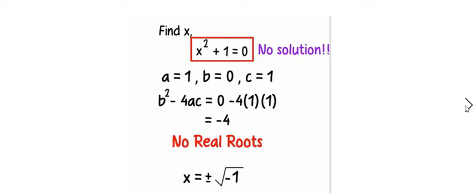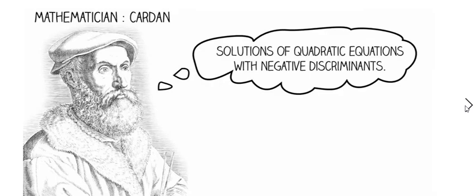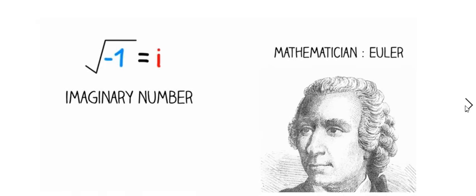It's easy. The square root of negative 1 does not exist for us. We said there is no solution for x² + 1 = 0. However, in the 16th century, the mathematician Cardano started to think about solutions of quadratic equations with negative discriminant. But it was Euler in the 18th century who gave the square root of negative 1 a symbol, i, and called it the unit imaginary number. It is something to imagine, not real.